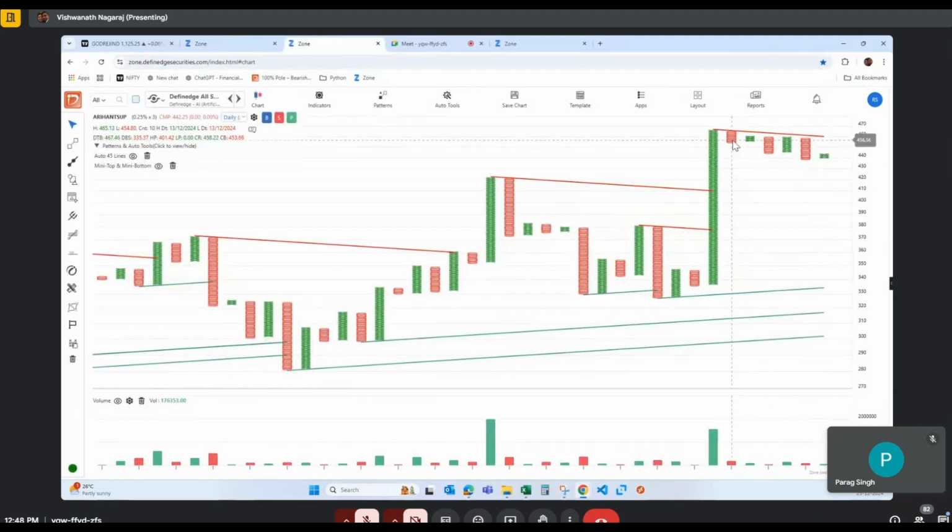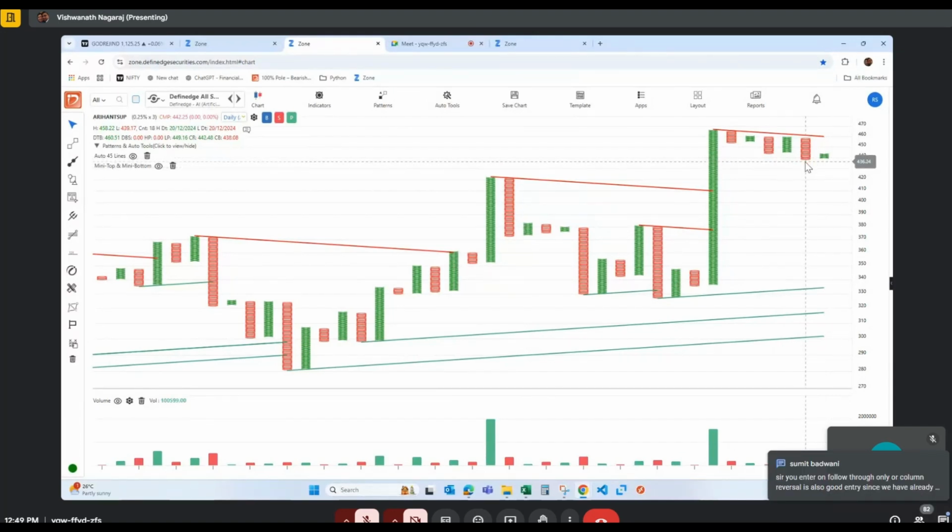Now let's say what is the double top buy here? 467. Let's say 470. I buy it. My SL will be below this, 438. Right?